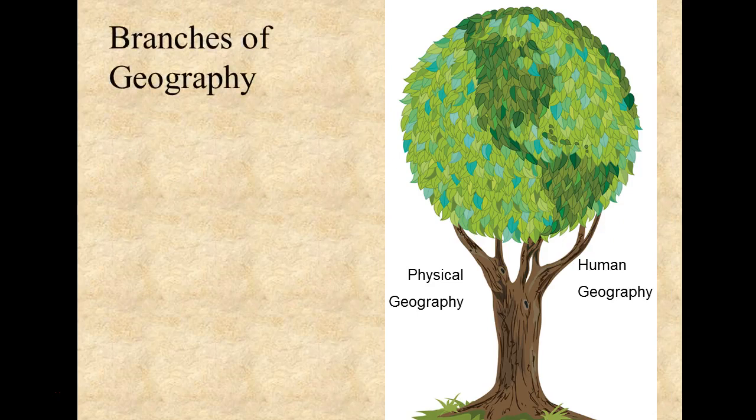There are two basic branches of geography, physical geography and human geography. These are the titles of two of the courses that are part of our geography courses at Shasta College. And as a regional course, we'll be touching on both physical and human geography subjects.